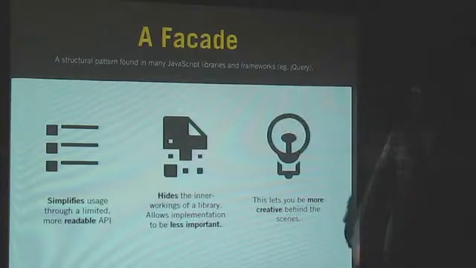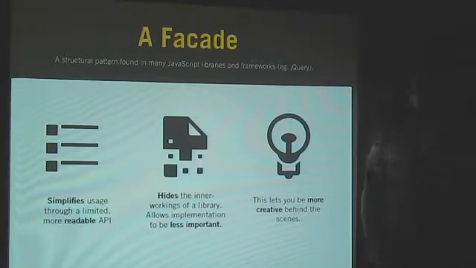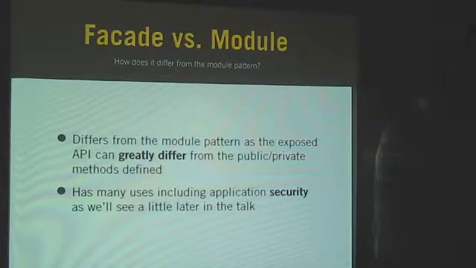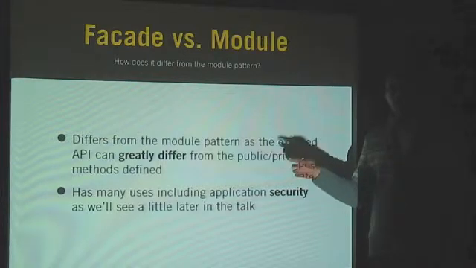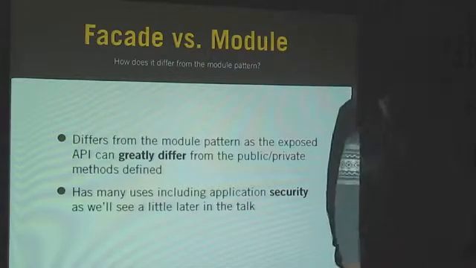So Facade is a limited readable API. It hides the inner workings of a library, allowing the implementation to be less important. Again, we're using it in jQuery. This allows you to be more creative behind the scenes. The only real difference is that the public API in a facade that's being returned can greatly differ to what's offered in the module pattern. That's really the only difference. And it has many uses, which we're going to take a look at very soon.